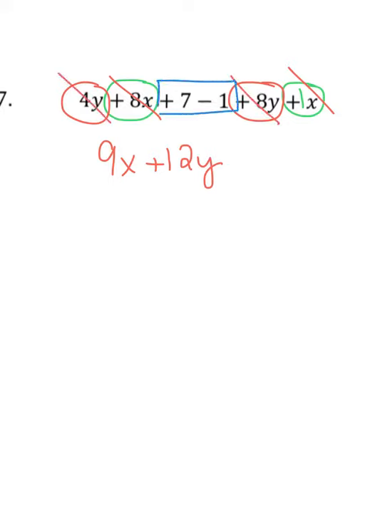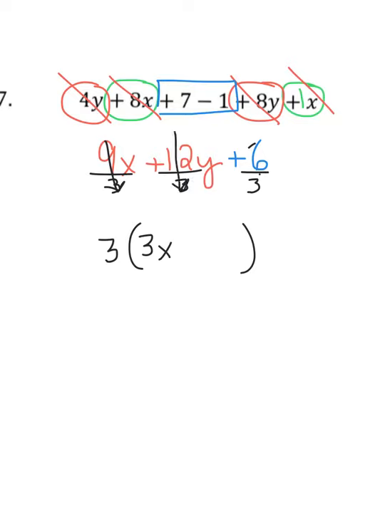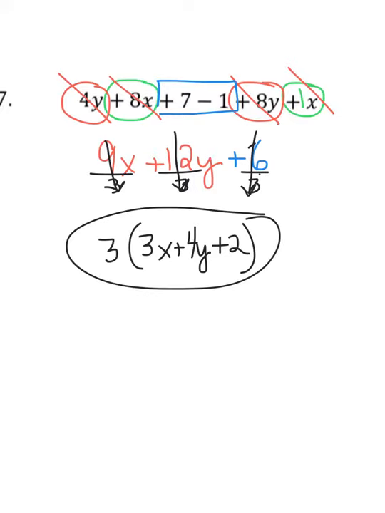7 minus 1 is a positive 6. What can I factor out? Can I factor out the 6 because it's the smallest? No, because I can't factor out 6 from 9. So let's go with what goes into 6? Positive 3. Divide by 3, divide by 3, divide by 3. 9 divided by 3 is 3x. 12 divided by 3 is a positive 4y. And 6 divided by 3 is a positive 2. There it is.